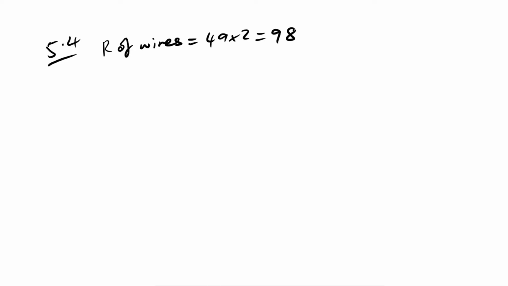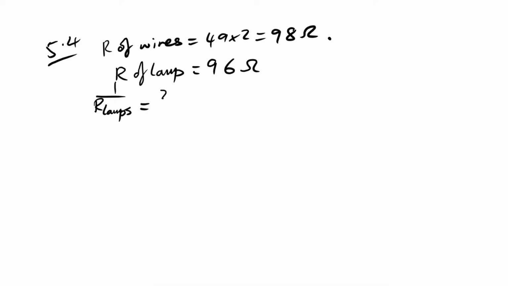Right, 5.4. It's intended to show the lamps are dimmer when using constantan. Discuss whether the demonstration achieves this and support your answer with suitable calculations. Okay, so resistance of wires equals 49 times 2 because we have 2 of them. So 98 ohms. And we saw that the resistance of each lamp is 96 ohms, but what we need is the total resistance of the lamps, which is 96 over 3, so 32 ohms.